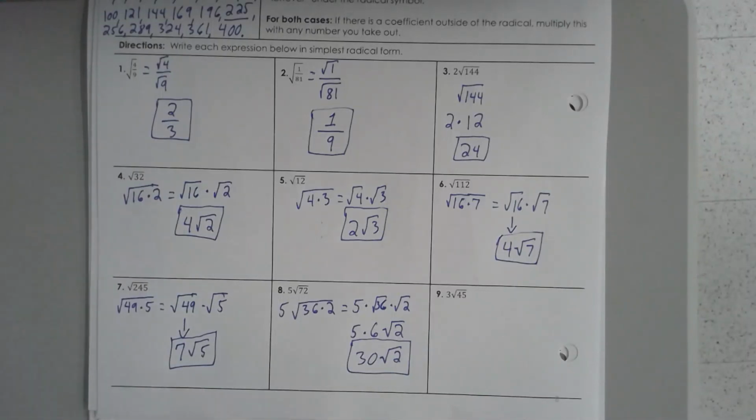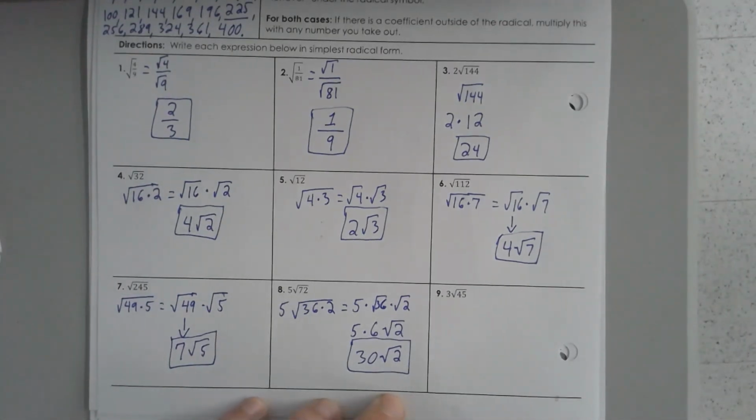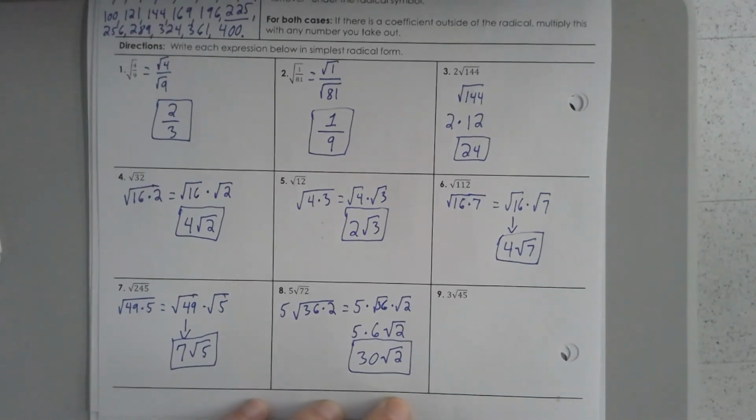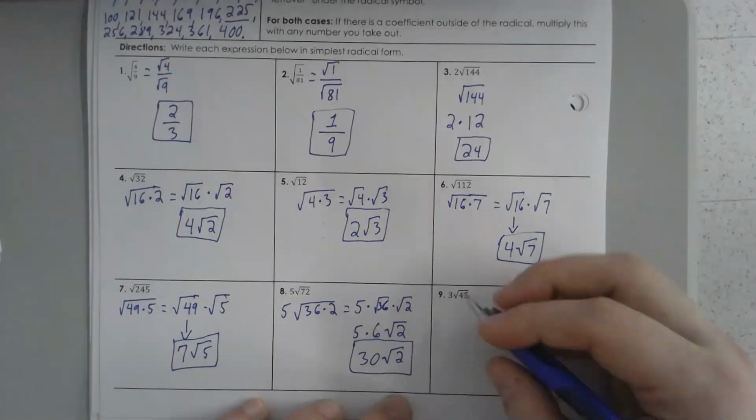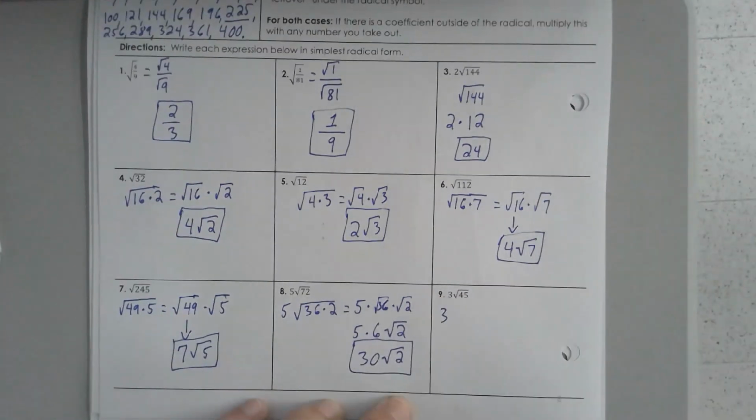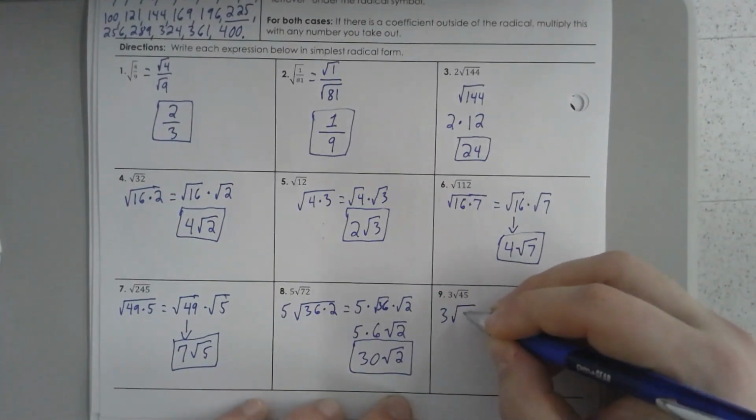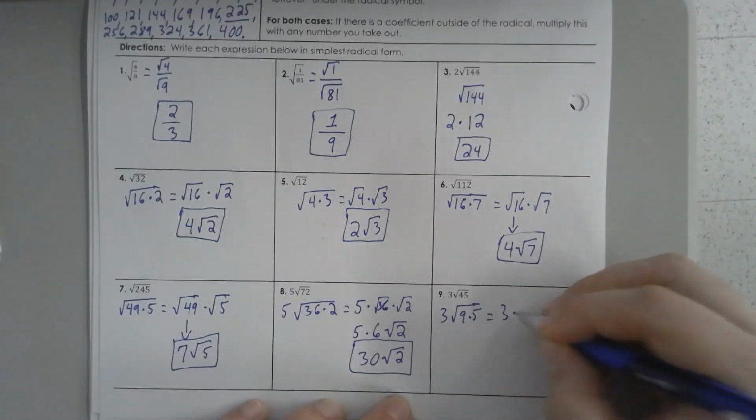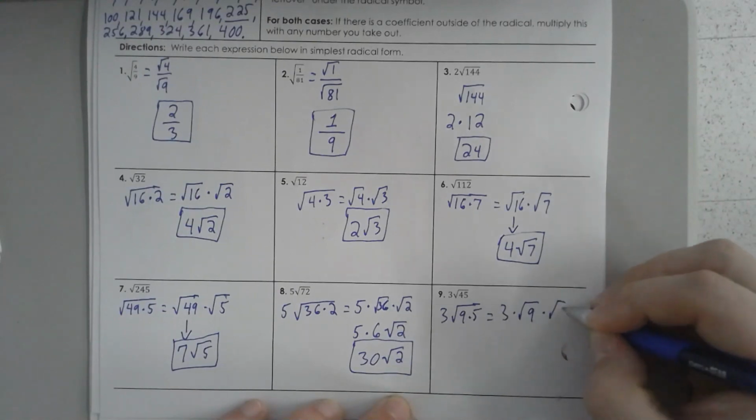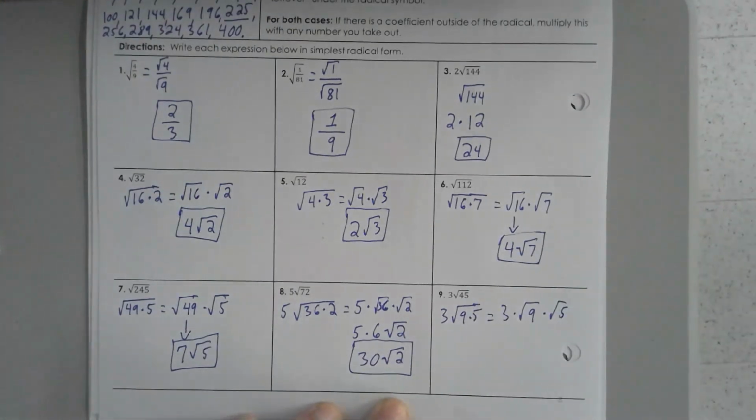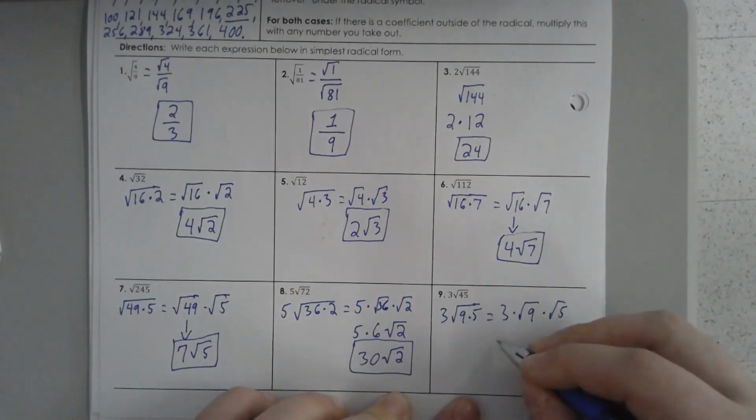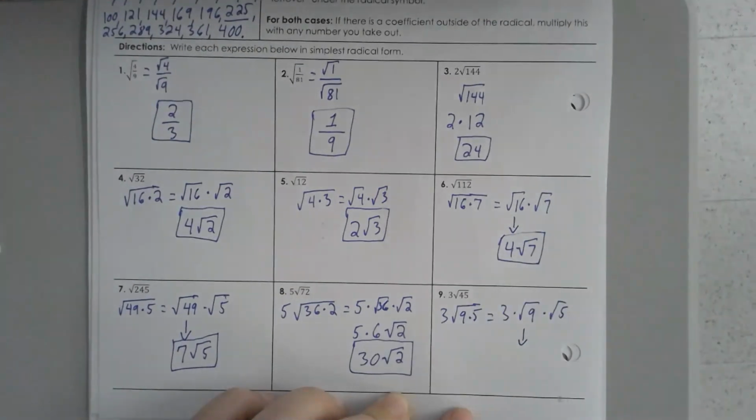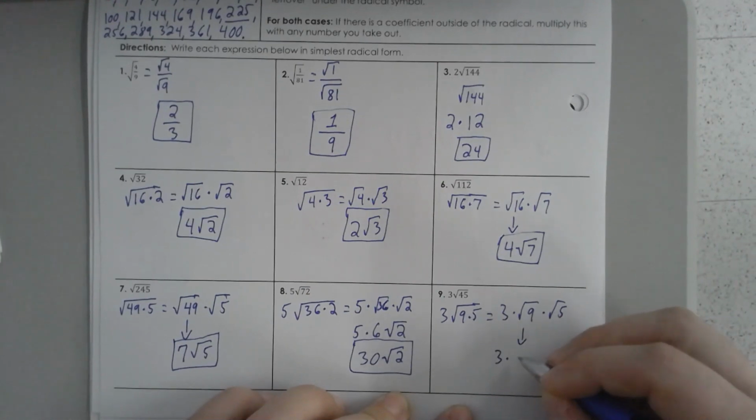Serenity, did you get number 9? Yeah. Alright, bring us home. Walk me through what you got here. I got the square root of 5 and 9. Okay. So your 3 just kind of comes along, and you did 9 times 5. Then I got 3 times 3 and the square root of 5. Okay, so 9's a perfect square. Simplify that.